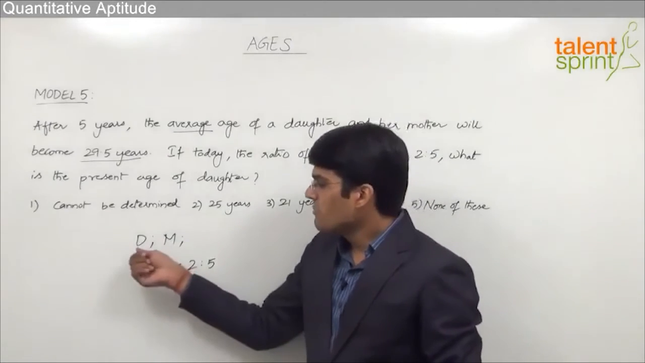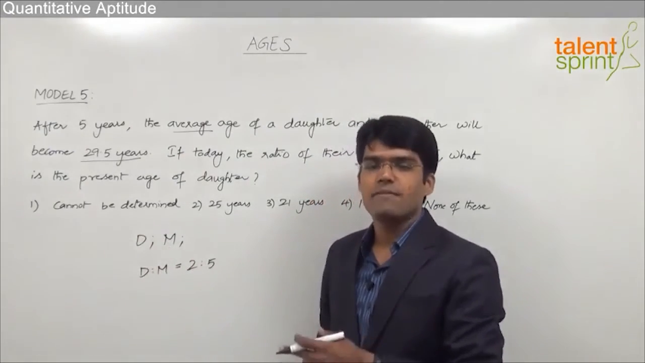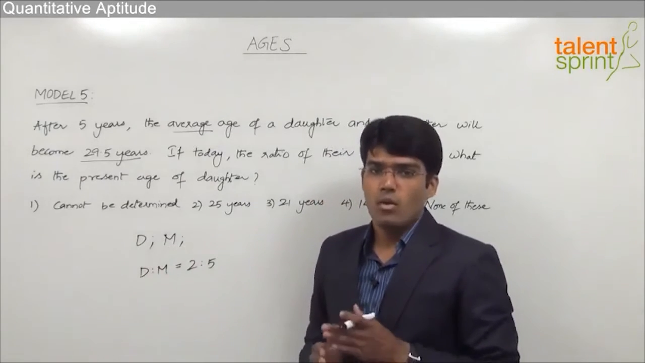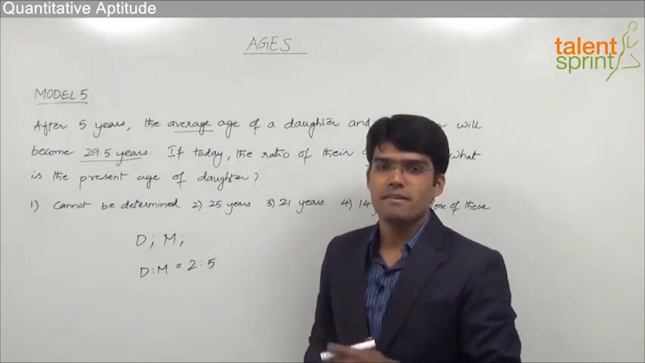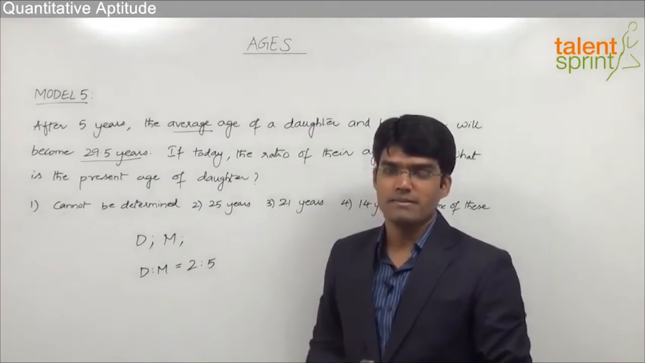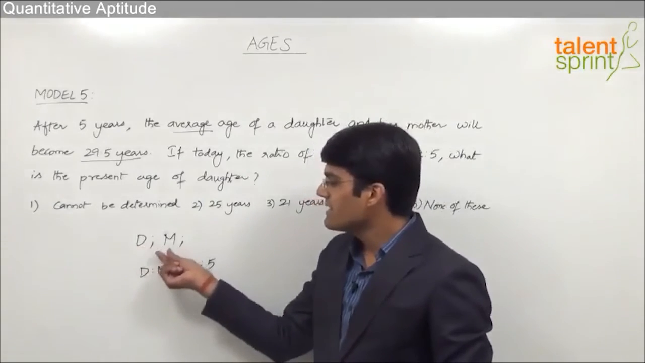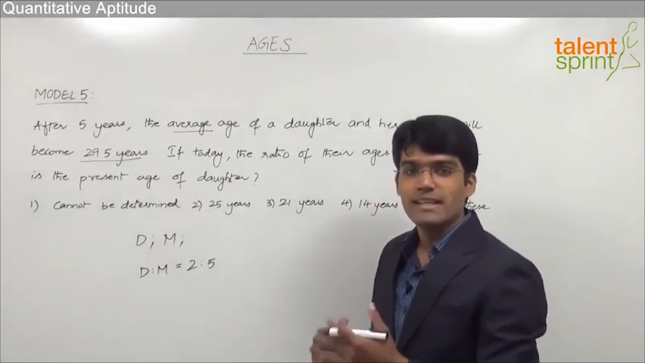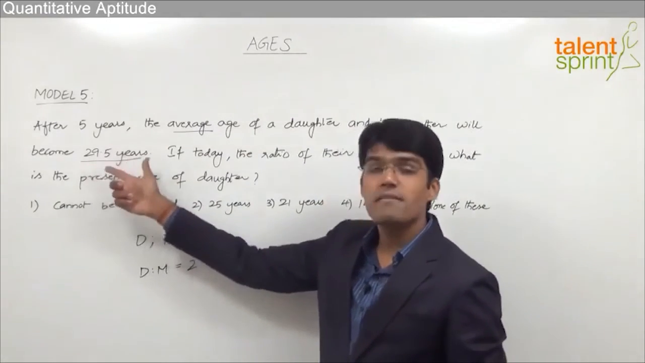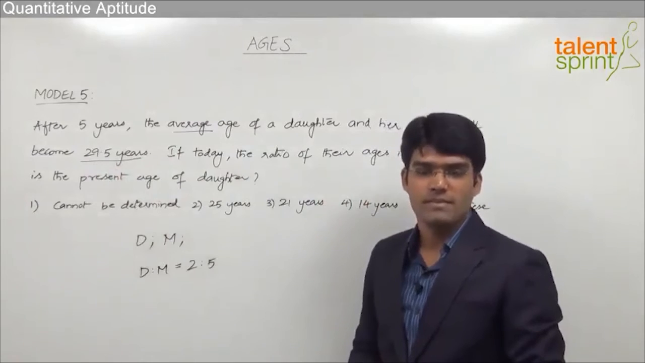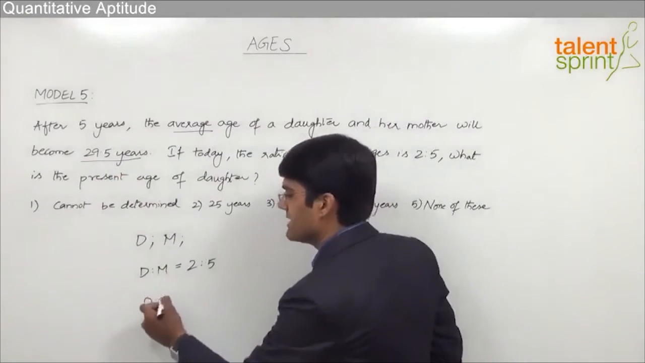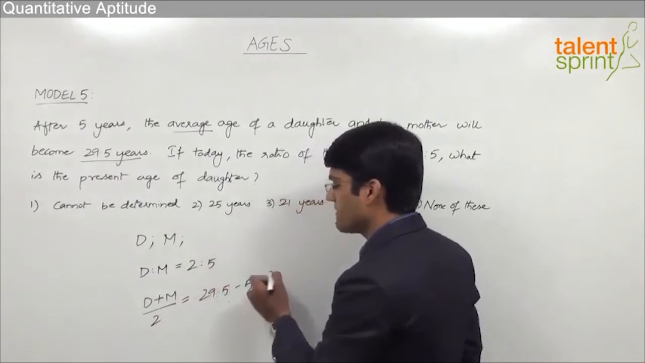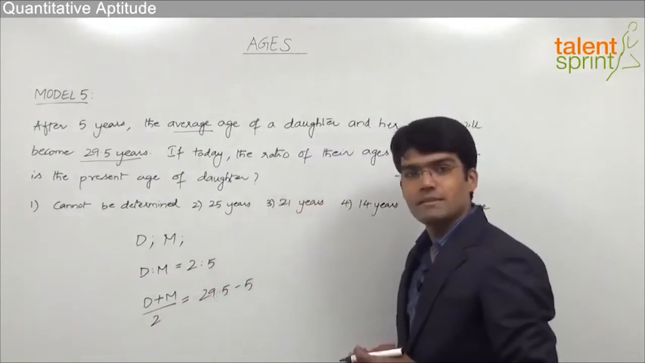Now, if you can observe, both daughter's age and mother's age have increased by 5 years. And from the concept of averages, we know that whenever each of the elements increases by 5, the average also increases by 5. That means when daughter's age and mother's age have increased by 5, the average has become 29.5. So very clearly, this average is 5 years more than the present average. So we can say that the present average, that is (D plus M) by 2, should be equal to 29.5 minus 5 years.